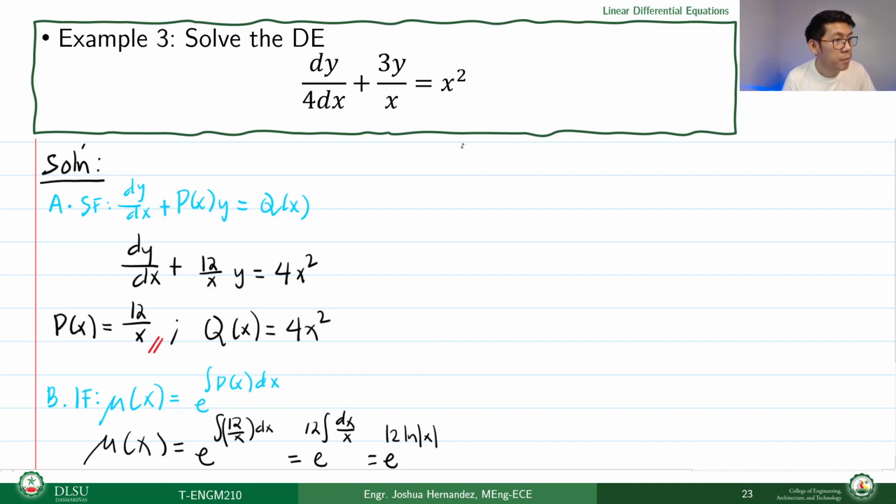Now, we can simplify this further, noting that by properties of logarithms, we have e raised to ln x raised to 12. And we know that when a natural logarithm is raised to e, they cancel out. So we get mu of x equals simply x raised to 12. Ayun.